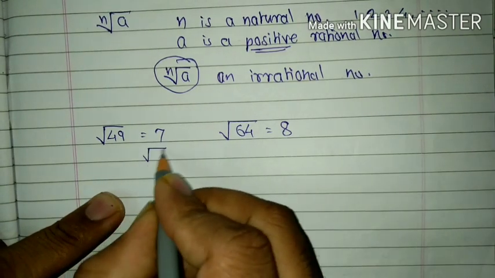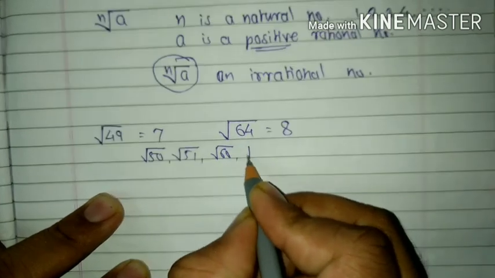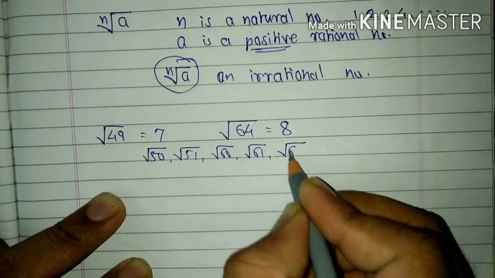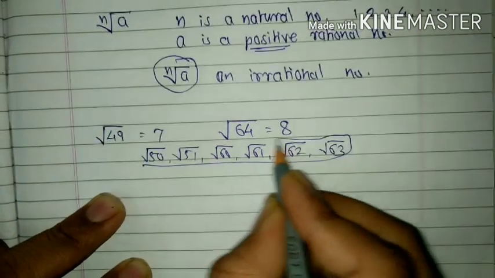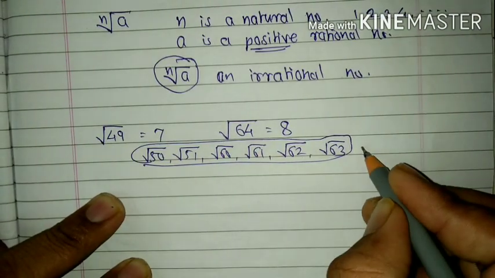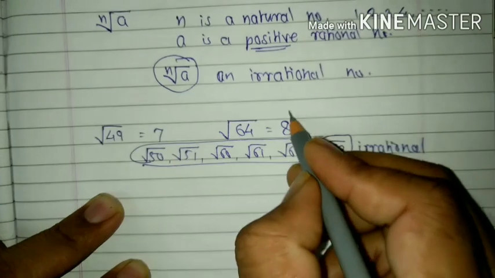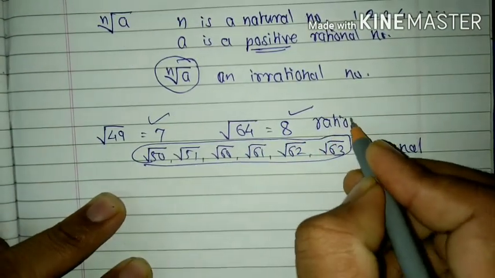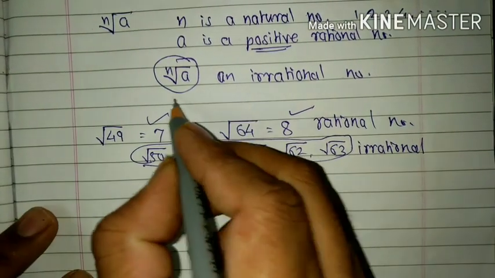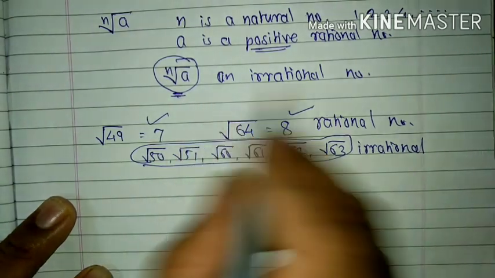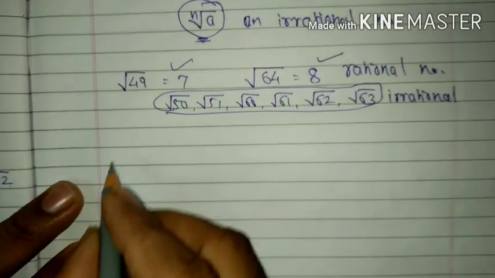But what about the square root of 50, square root of 51, square root of 60, 61, 62, 63 and so on? Their answers are not found in integers. That is why these are irrational numbers, and these are rational numbers. So overall, if our answer is irrational, then we can say that this one is a surd.